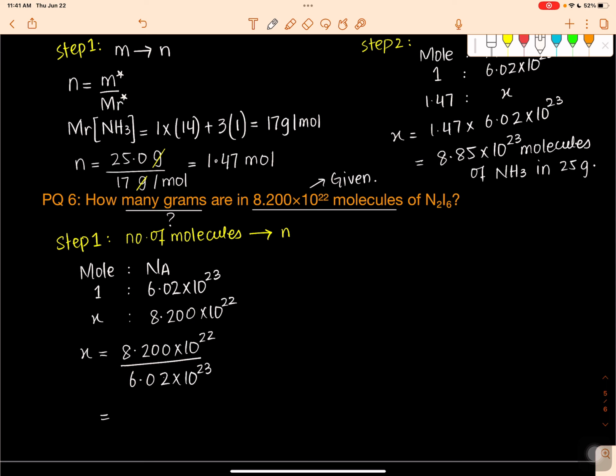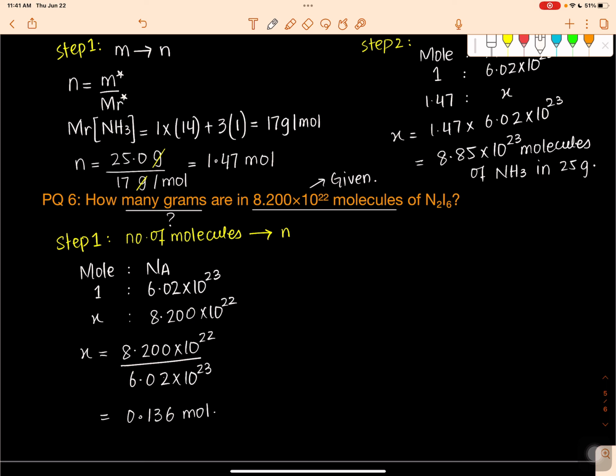So we have 8.200 times 10 power 22 divided by 6.02 times 10 power 23. So what do we get? We get 0.136 moles. This is what we get. This is the number of moles we have.